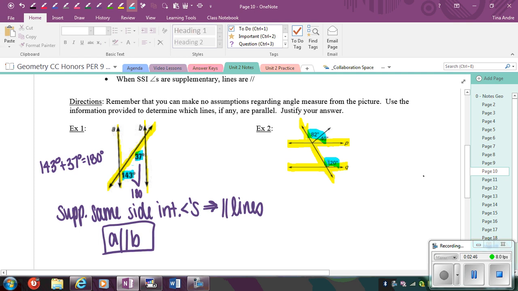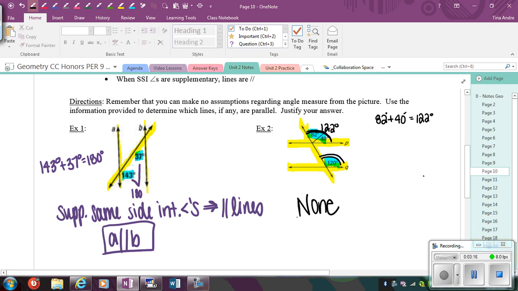So what I need to do first is I need to see what's the measure of this entire angle. And if it equals 120, well then those are congruent. So if we add those up, 82 plus 40, that gives us 122. So 122 for this total angle, not congruent to the 120. So I'm doing two arcs for not congruent. So that means the lines are not parallel. So this would be no parallel lines. I'm just going to say none.